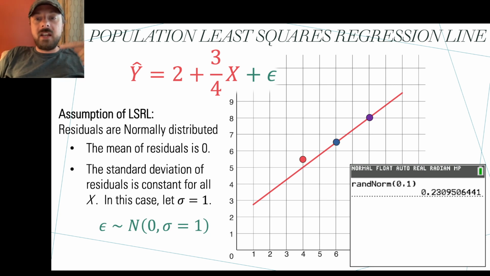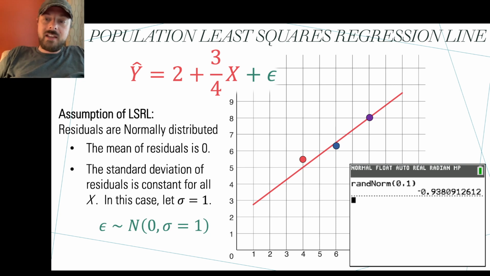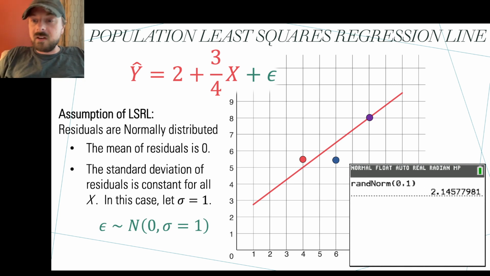Similarly, say I plug in x equals 6. Well, according to my linear transformation, then y should be 6.5. But my error term says, here I just generated a new one. How about let's take that down 0.938, right? All right, that just got lowered. Remember, when x was 8, y was supposed to be 8. I just generated a new random residual, right? The residual of 2.146 approximately. And wow, that's a big residual. It lifted that point way higher than predictions.